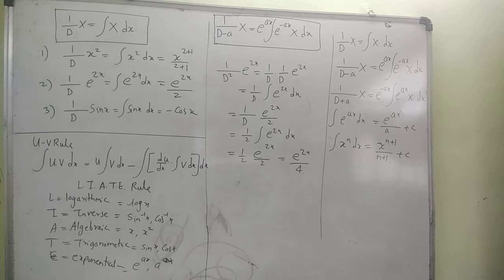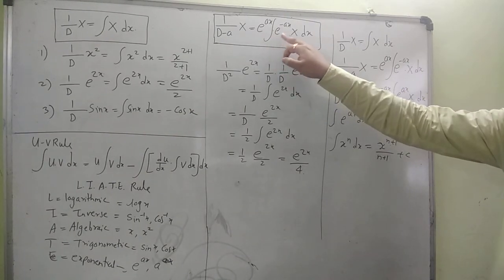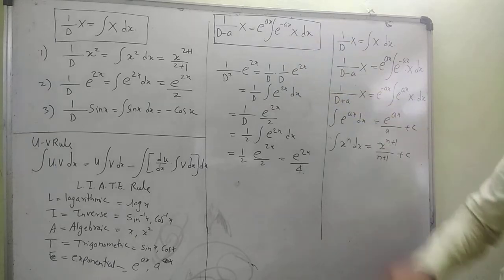Prior to that, we have been given some formulas. In the initial stage, when it is 1 upon D into X, we call it the integration of X dx, and we solve it. The second formula is related to 1 upon D minus a of X, where we are supposed to find the solution by using the formula e raised to ax integration of e raised to minus ax into capital X dx.